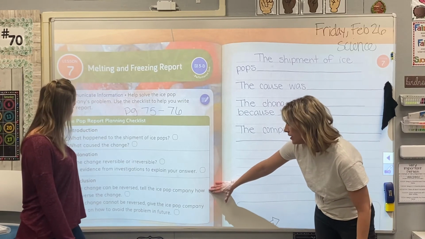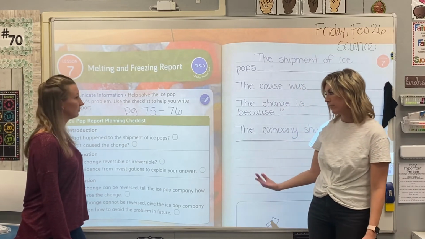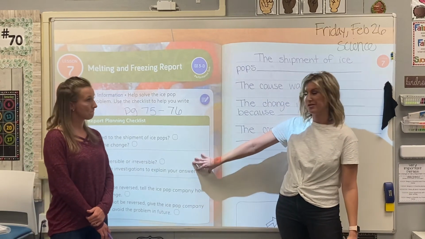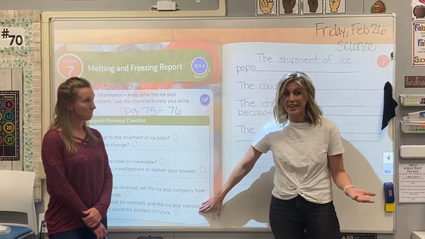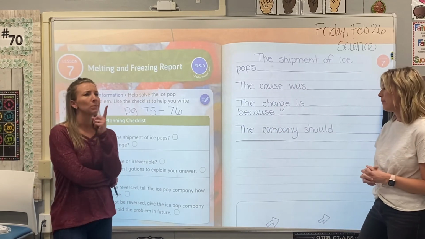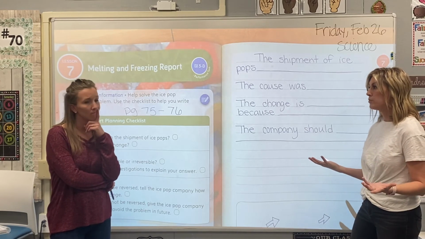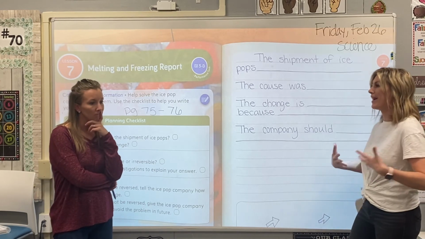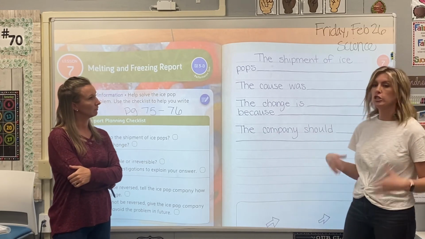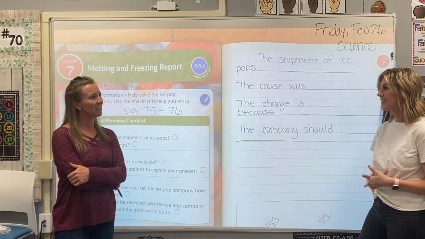So the top one says, if the change can be reversed, tell the ice pop company how to reverse the change. We're going to stick with the top one because we know it's reversible. We already answered that. We don't need that bottom one. It can be reversed. So now we just need to give advice to the ice pop company about what they should do. Okay, you have all of these melted ice pops. What could you do to return it back to being frozen? The company should blank. What should we tell that company? What should they do? I'm kind of excited to hear their ideas for this one.